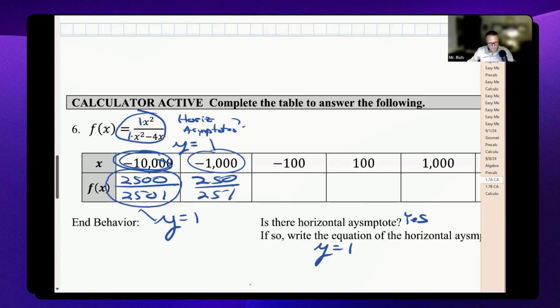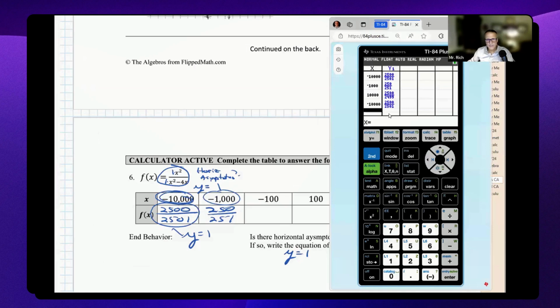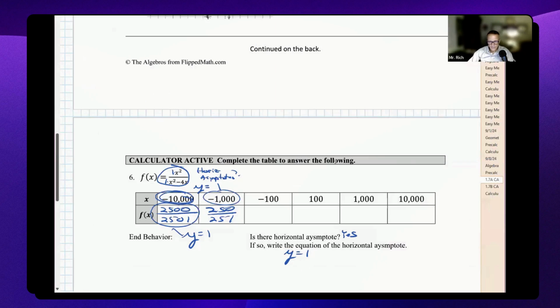On this table, notice over on the right side of the table, it wanted me to plug in a positive 10,000. Well, I think I did that. Positive 10,000 gives me 2,500 over 2,499. So that tells me as you go way out to the right on the graph, the function is going to get very, very close to the number y equals 1.